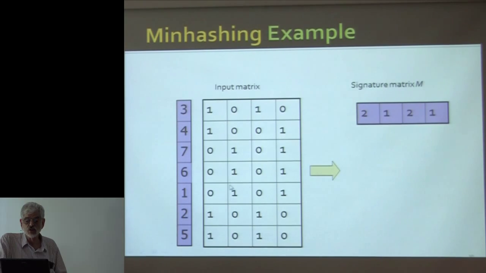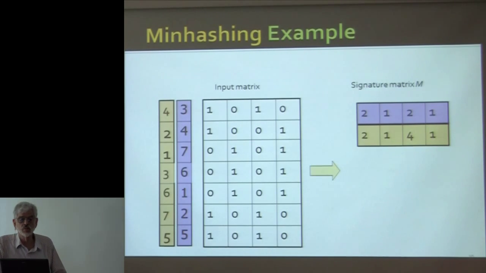Now, since there are zeros in columns 1 and 3, I don't know what the signature values are for columns 1 and 3 yet. But when I go to the second row in the permuted order, I find 1s there. Oh, that's a really happy situation. So I'll put 2 here and here. Okay?